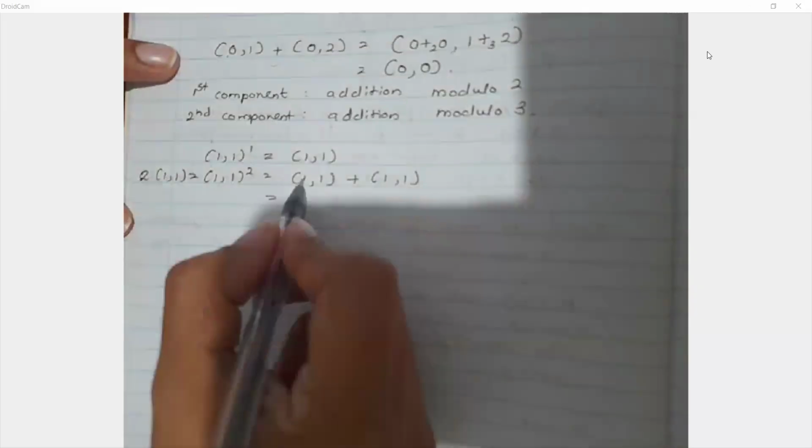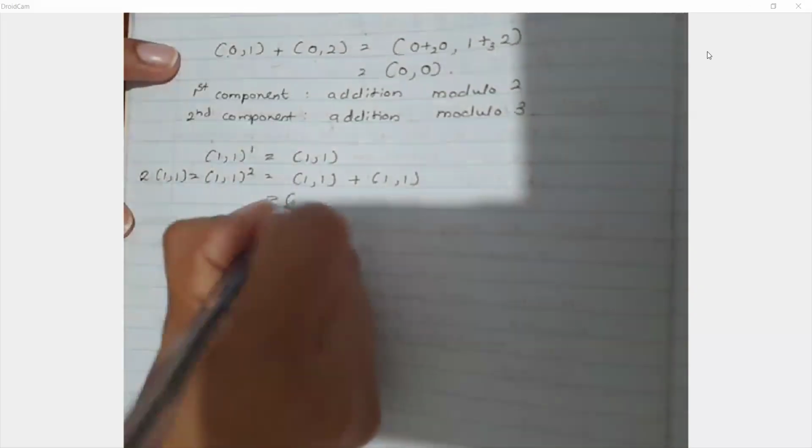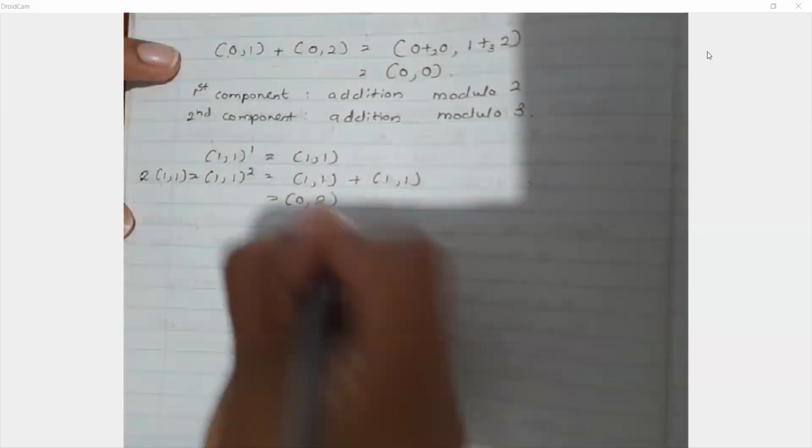Or no, I should put it this way. 1, 1 to the power of 2. Instead of considering this notation, I'll go with 2 times 1, 1, right? This equals 1 plus 1 modulo 2, which gives you a 0. 1 plus 1 modulo 3, 1 plus 1 is 2. Divide by 3, take the remainder, you have a 2.